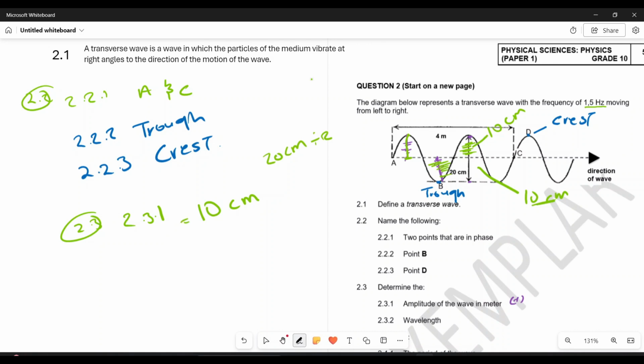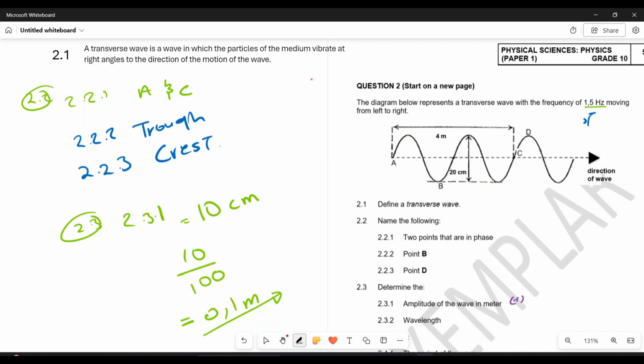Now remember, my answer must be in terms of meters. Now, to move from centimeters to meters, you need to divide by 100. So this 10, dividing it by 100, my amplitude would be 0.1 meters. This is my amplitude in terms of meters.